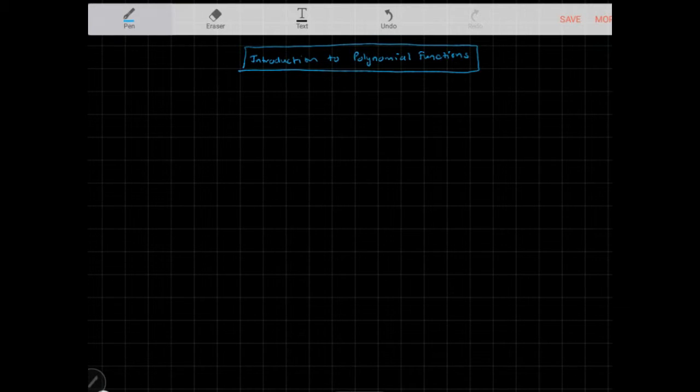Alright, let's consider polynomial functions. A polynomial function can be written as f(x) = ax^n + bx^(n-1) + cx^(n-2) and so forth, to some constant, let's say f. Basically, you can understand that these are what we call power functions. The first term here, with the highest power, is called the leading term.